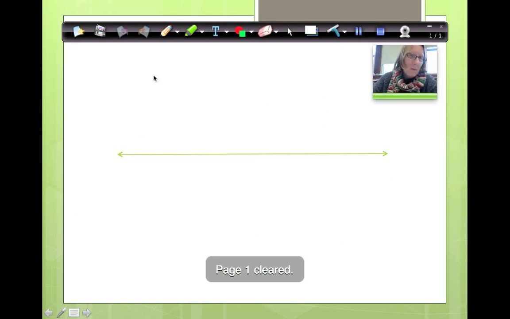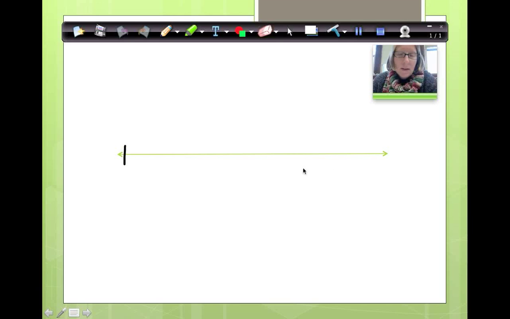Okay, now this time, I would like you to write on your endpoints 2 on this one, 4 on this one. This is the segment of the number line that we are going to look at. Now, what number comes between 2 and 4? 3. So mark it in half and put 3. Now this time, we're going to cut it into thirds. So let's cut between 2 and 3 into thirds. There we go. Now let's cut between 3 and 4 into thirds.